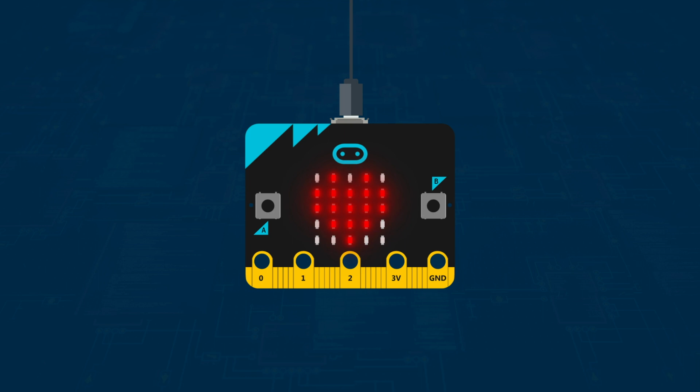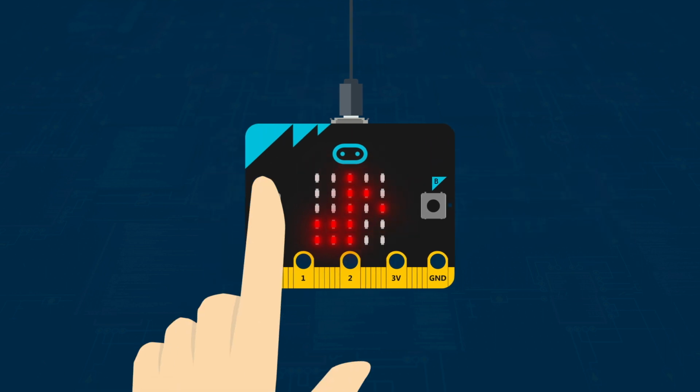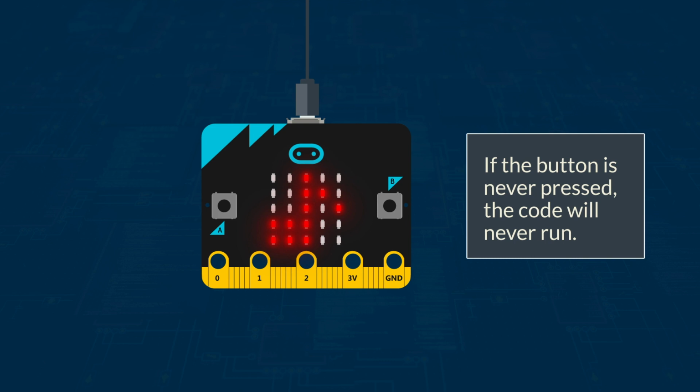You can tell the microbit to do something when it receives a message to say that button A has been pressed. This is called event handling. Code written in an event handler only runs when that event happens. For example, a button is pressed. If that button is never pressed, then the code will never run.